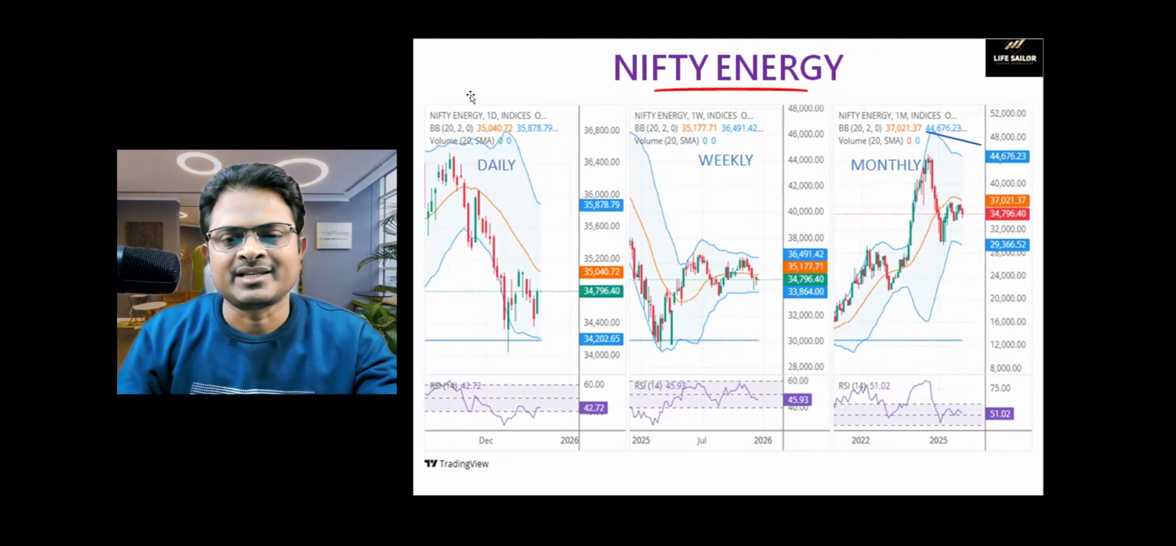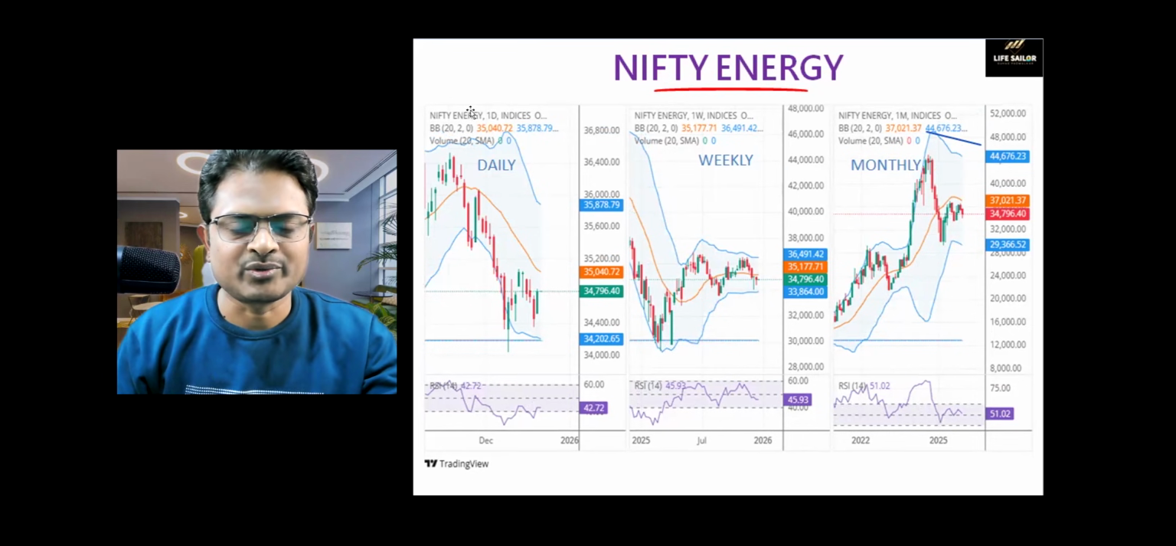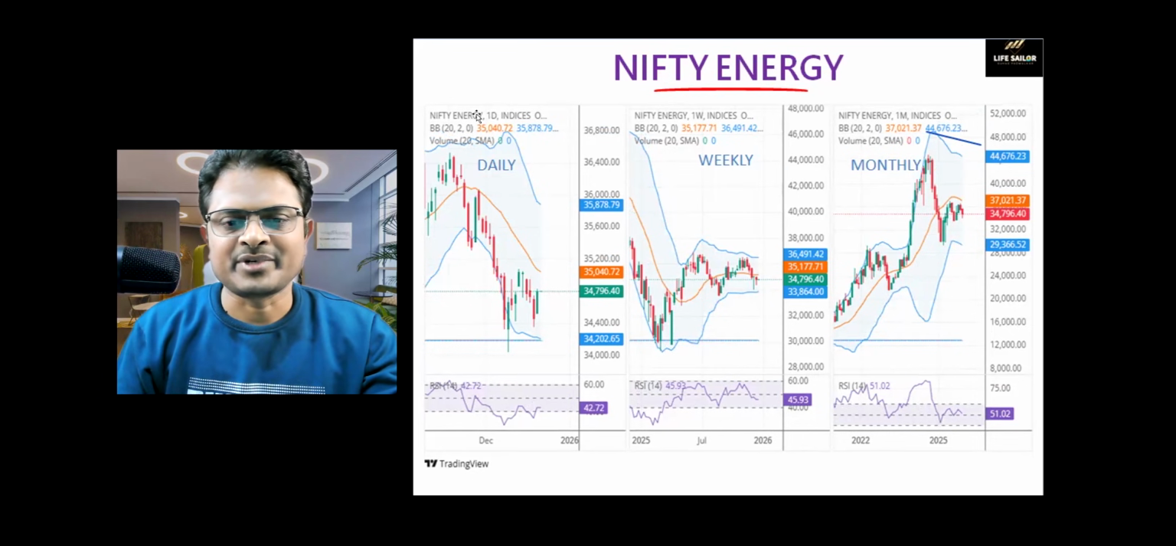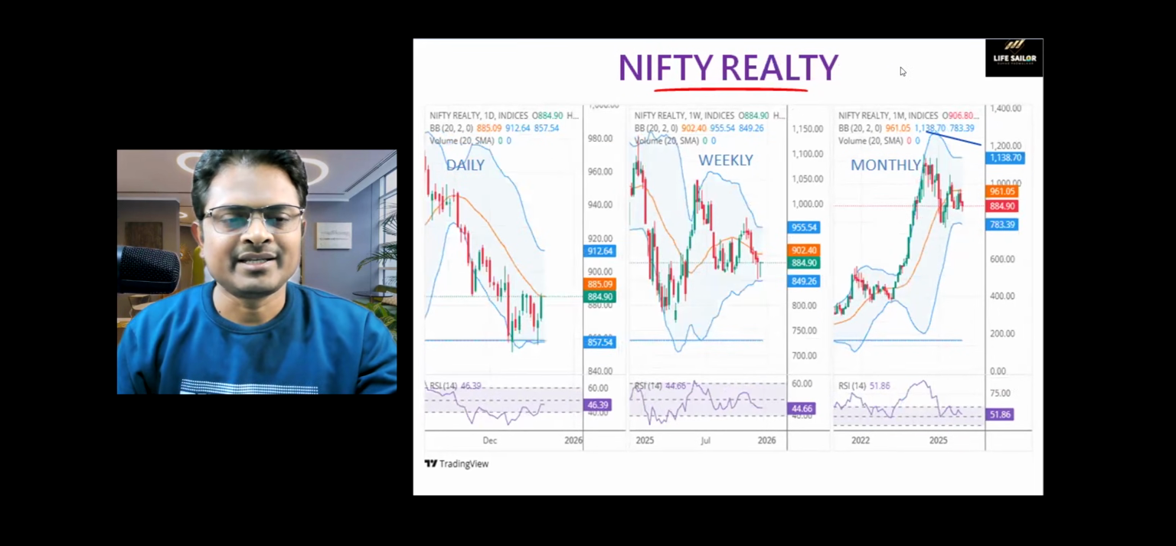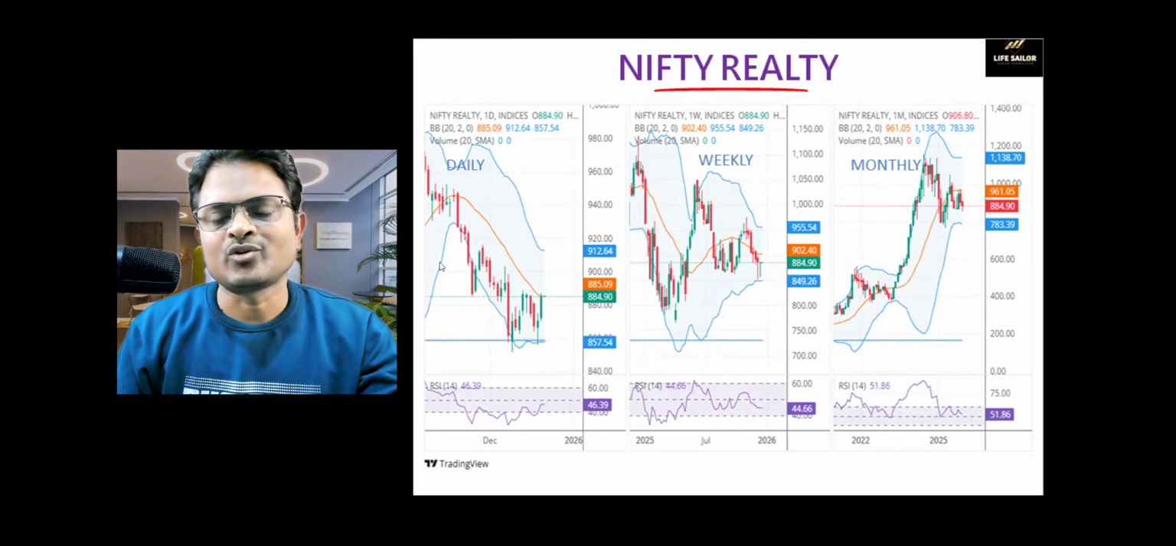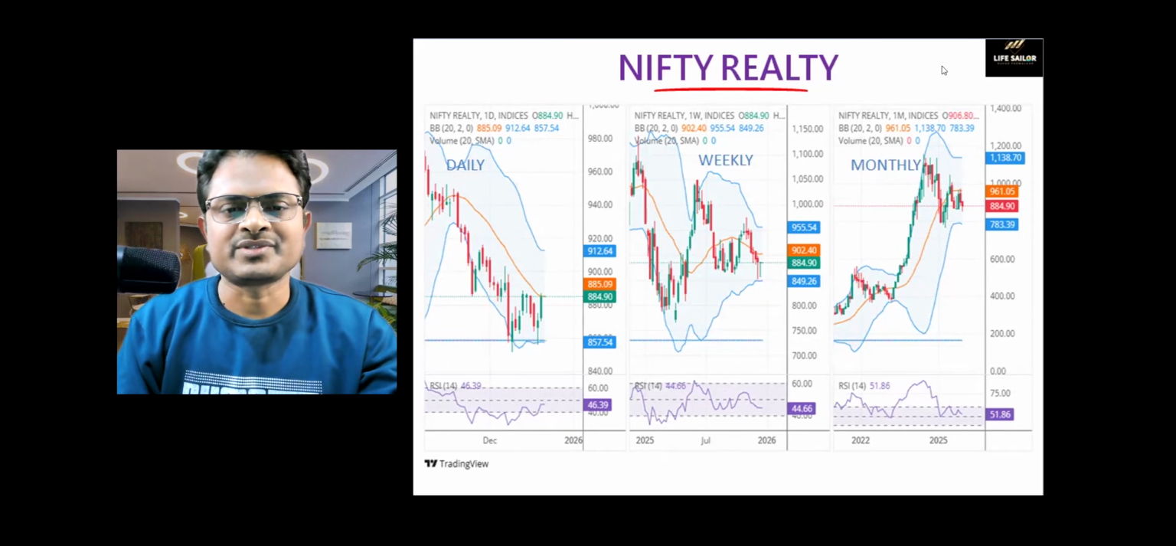Energy, again, nothing much to look into in this sector. All three RSI between 40-60, so clearly it is a sideways to bearish market. Not much to see in this sector. Realty, again the same way as energy. All three RSI between 40-60, no great momentum. Price is also showing a bearish to sideways market. So nothing to see here.